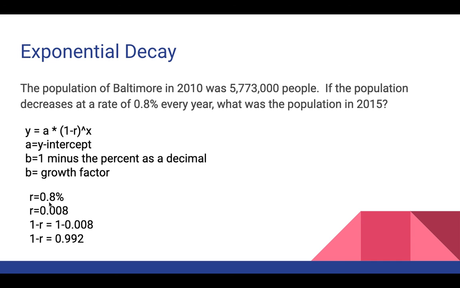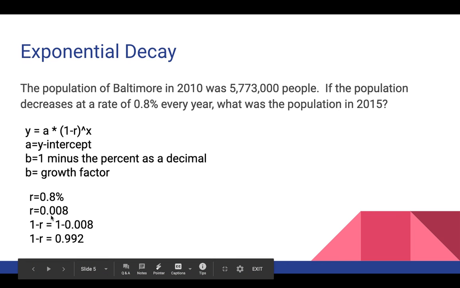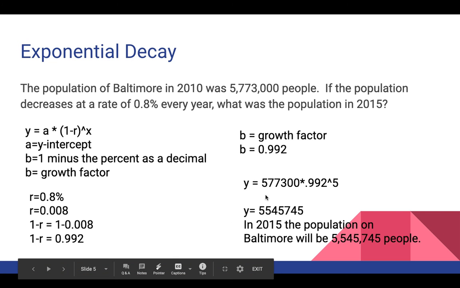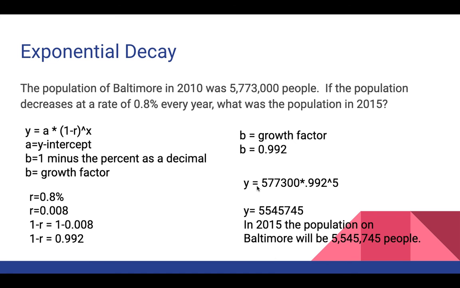So the interest rate is 0.8%, so we divide that by 100 and get 0.008. So we subtract that from 1, and our growth factor is 0.992. So our function is y is equal to 5,773,000, I forgot a zero here, times 0.992 to the fifth power, because we're talking about 5 years from 2010 to 2015.